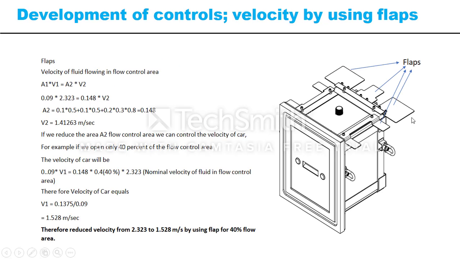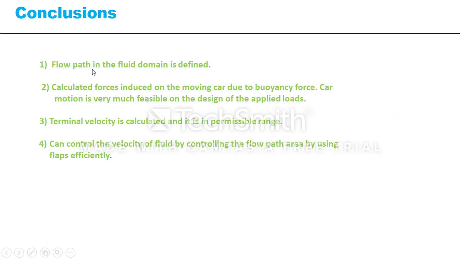These are the flaps which are used to control the velocity of the car. We can set these flaps in any position, open or close, so we can control 40% of the flow area. And we also have stoppers and steppers to retard the motion of the car. In conclusion, the fluid path is defined, and the working feasibility of the design we have developed is very fine.